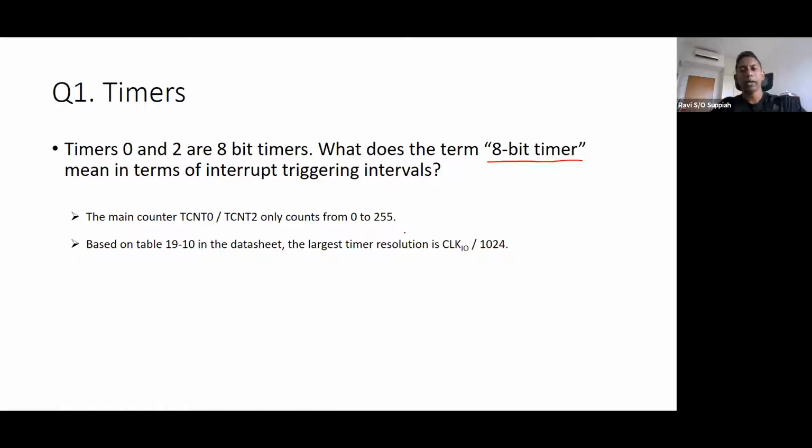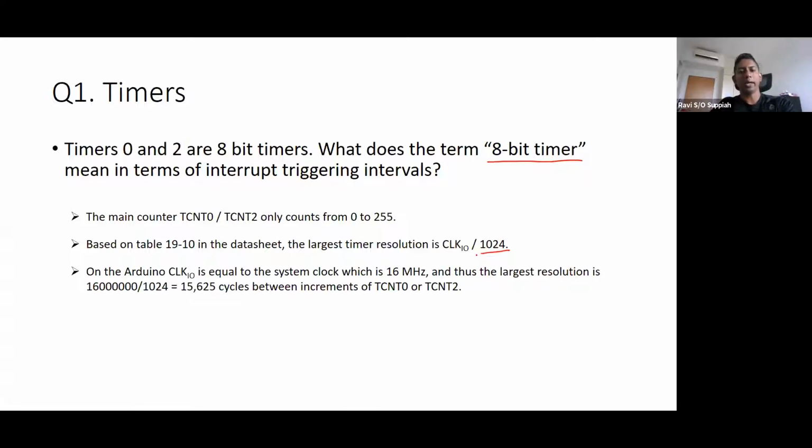And if you look at your data sheet in terms of the prescale values, these prescale values are of course fixed by the hardware itself. The options are fixed in the hardware, and then you configure the bits to select the option that you want. The largest resolution you can get is if I divide by 1024. That means that is the slowest at which I can clock my timer.